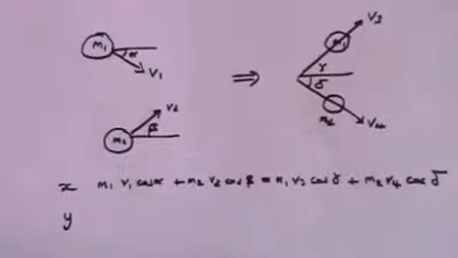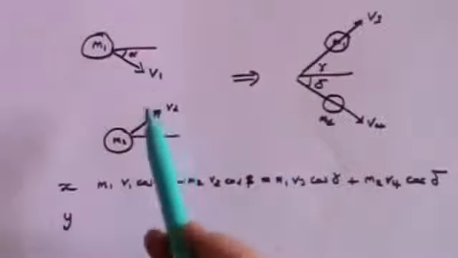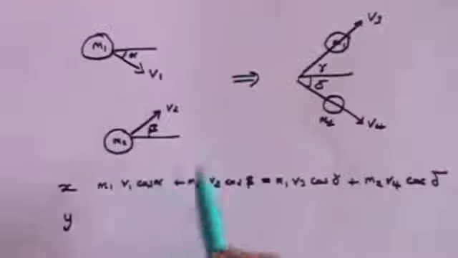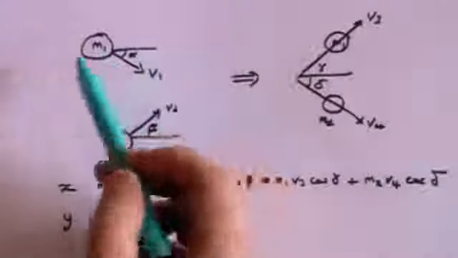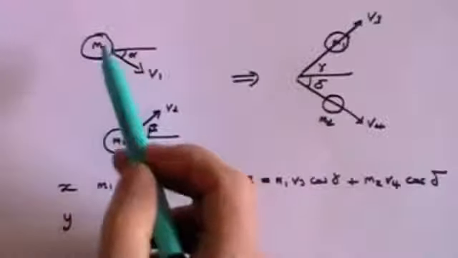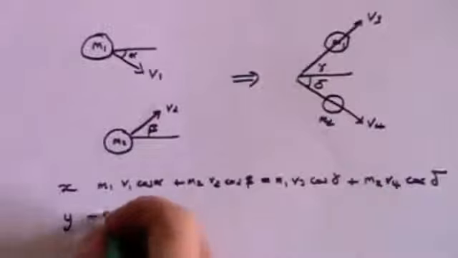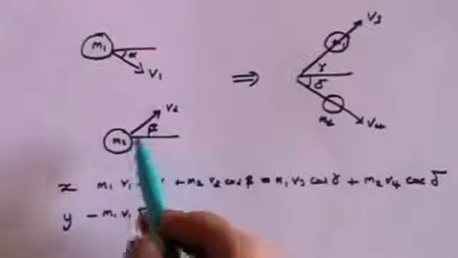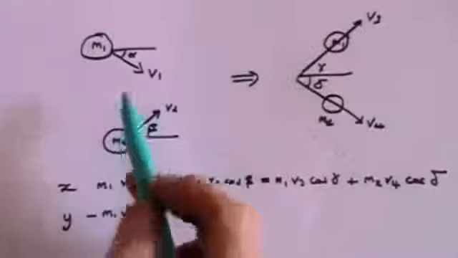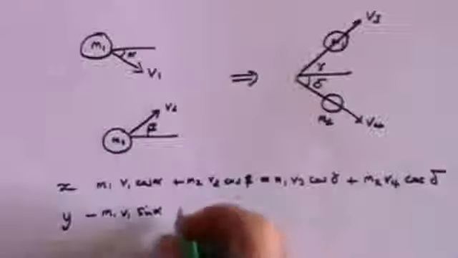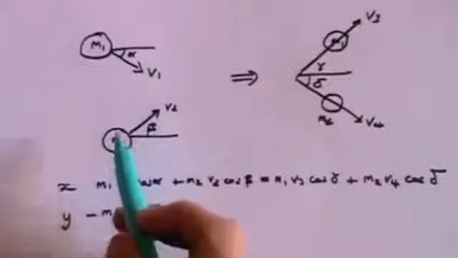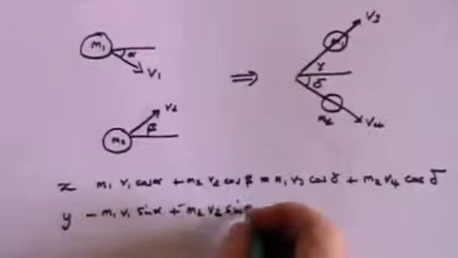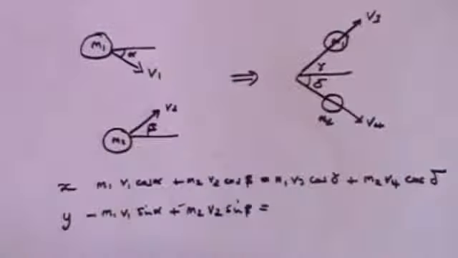Now I'm going to look at the y direction, and I'm going to say that the up direction is positive and the down direction is negative. So let's look first of all at the component of this ball in the y direction. Well, that's moving in the y direction downwards. So we start with a minus m1 v1 times the sine of alpha. What about this one? Well, the component is in the up direction in the y component. So the momentum in the y direction of this is going to be m2 times v2 times the sine of beta. And that's going to equal the momentum afterwards.